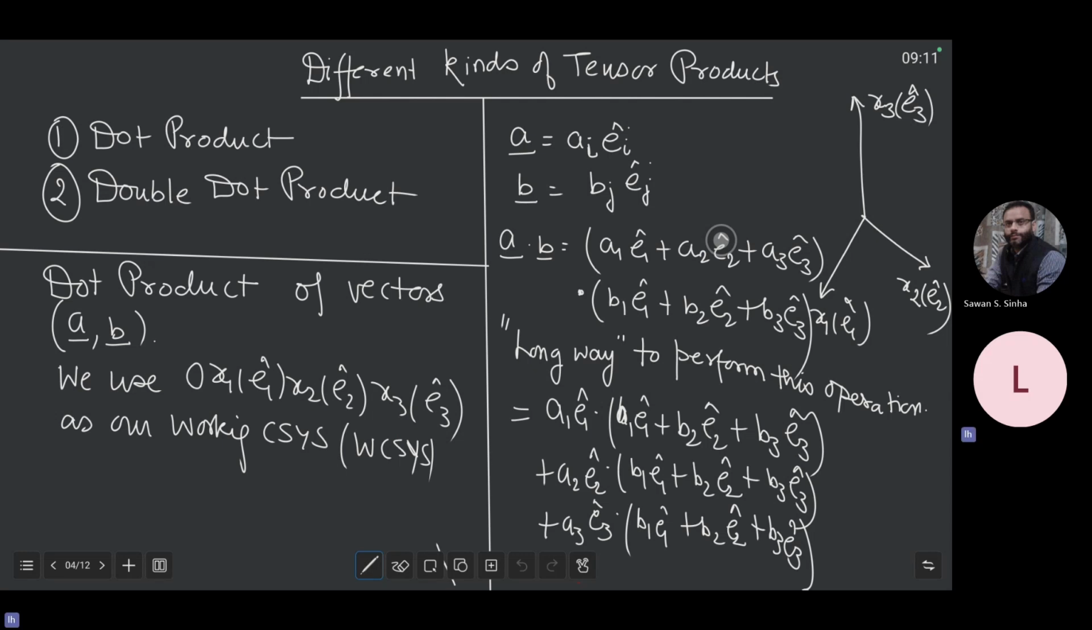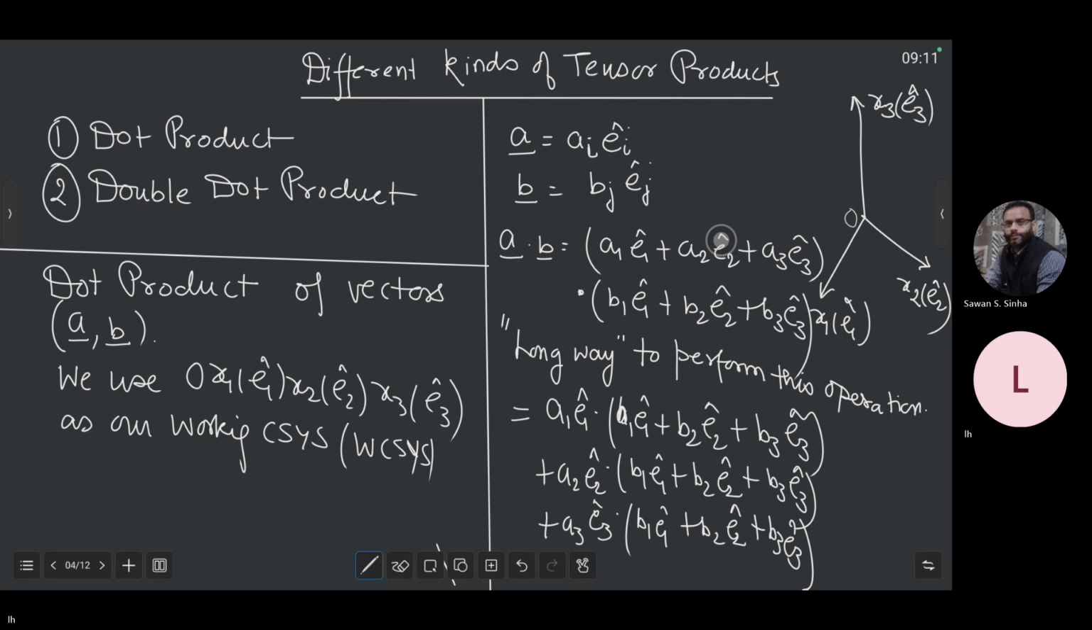So before I give or write the details of dot product for higher order tensor, let's review the dot product of vectors. Again, something you are very familiar with. I'm going to use the same Cartesian coordinate system as my working coordinate system.